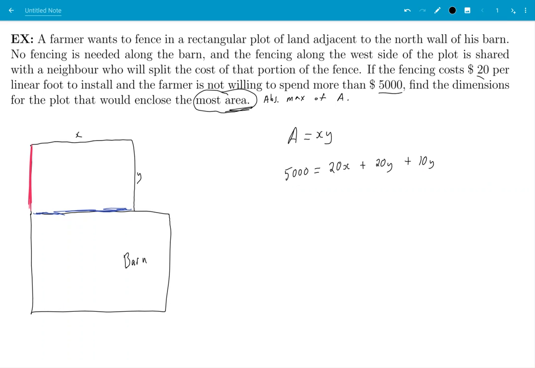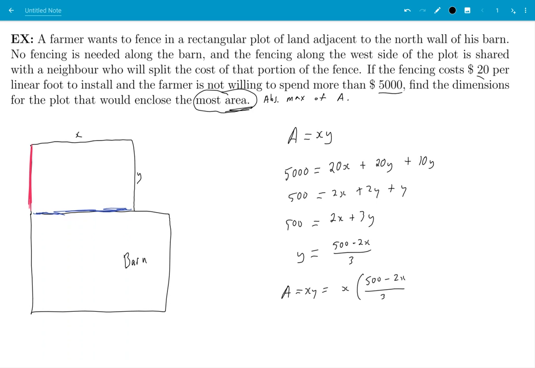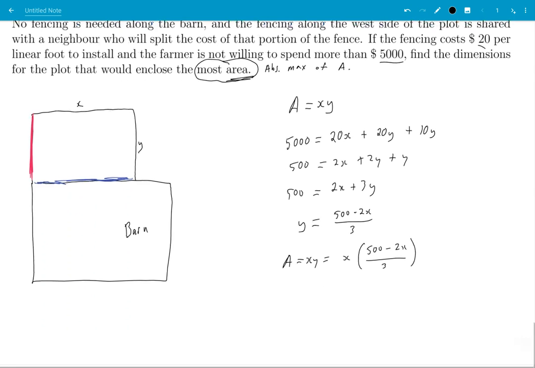Okay, so what do I want to do here? Divide by 10, eh? 500 is 2x plus 2y plus y. So 500 is 2x plus 3y. So I can eliminate x or y, doesn't matter. I'll just eliminate y, or I'll solve for y here. So that's 500 minus 2x all over 3. So area is xy, is x times 500 minus 2x over 3.